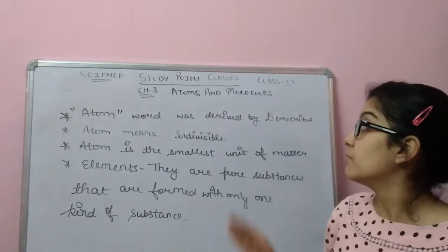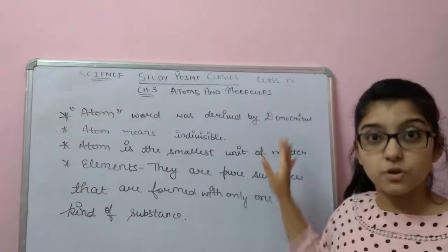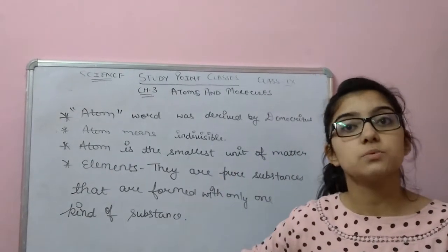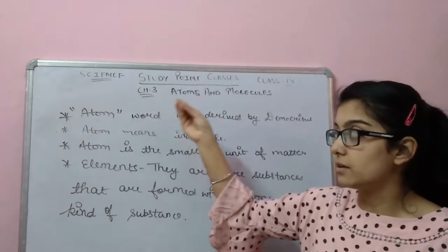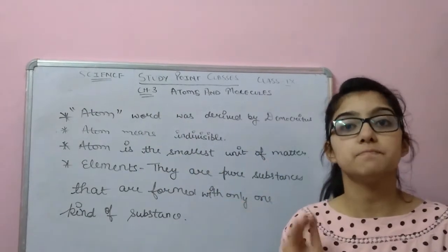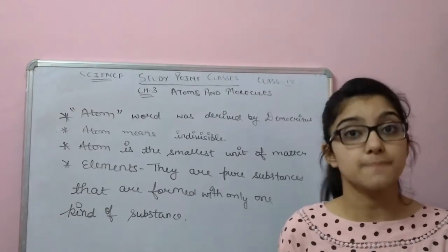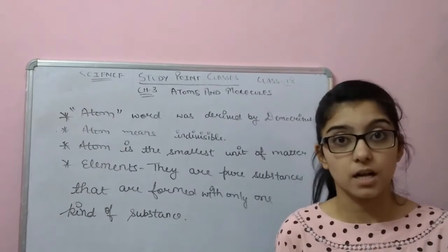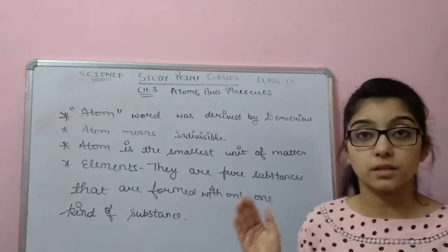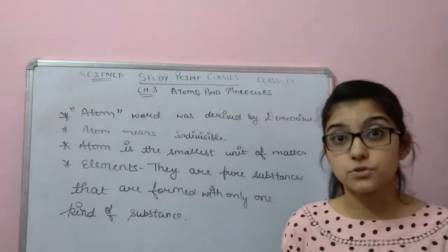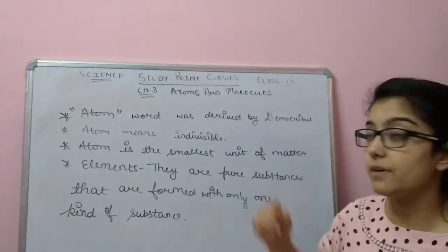Atom was discovered by Democritus, who was a Greek scientist, and he coined this word atom, and he discovered that atom is the smallest part of the matter. Now, in previous units, we have already covered what matter is and how matter is there around us. In this unit, we are going to see what matter is composed of. So, matter is constituted of atoms.